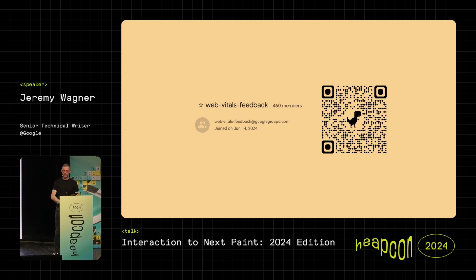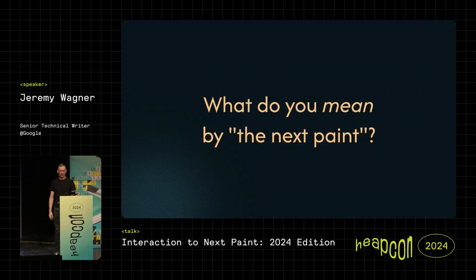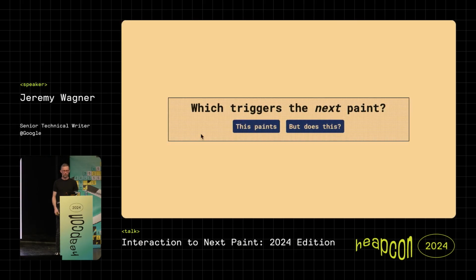And speaking of questions, one really good question we've gotten from multiple people who post in this group is, what do you mean when you say the next paint? That's a fantastic question. I mean, the phrase next paint is in the name of the metric. But some things you might expect in how the metric determines the next paint may not be as straightforward as it seems. So when we say the next paint, we're talking about the very next visual change that occurs as a result of the user's input.